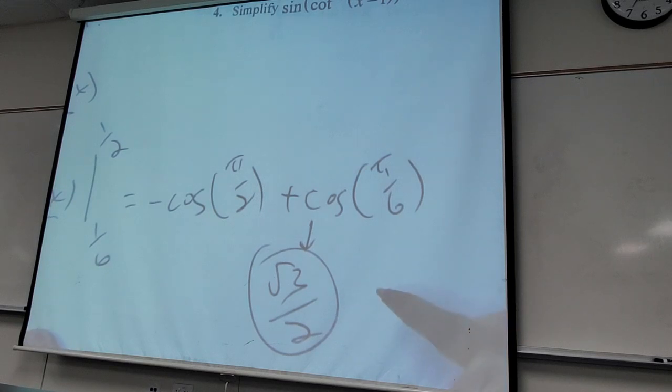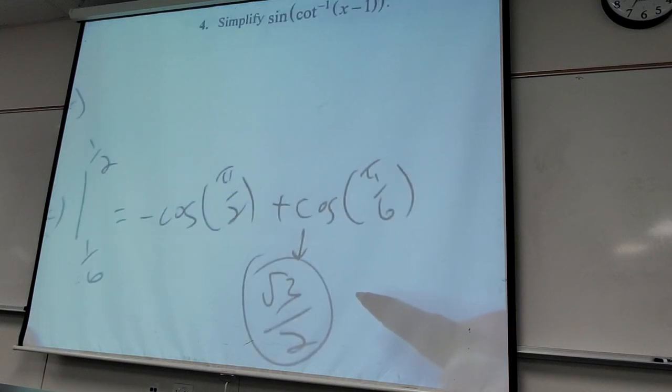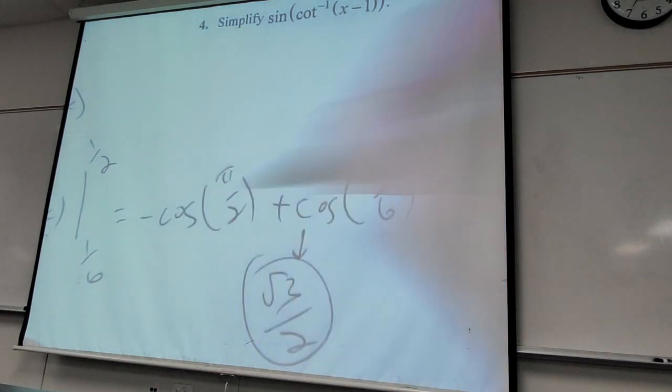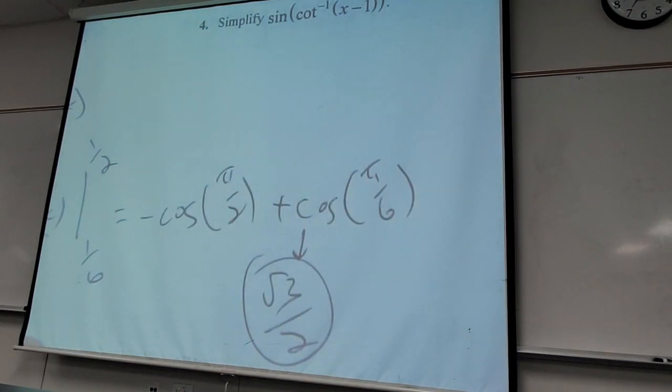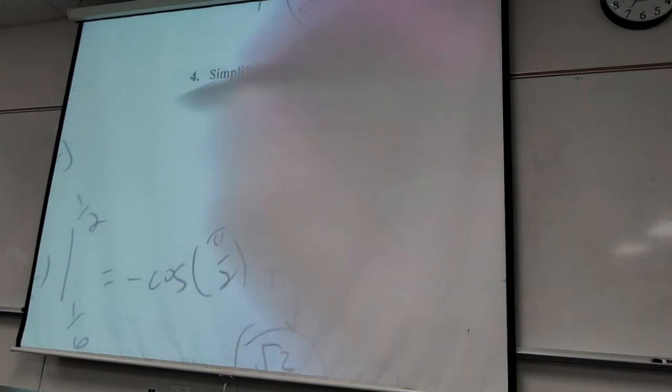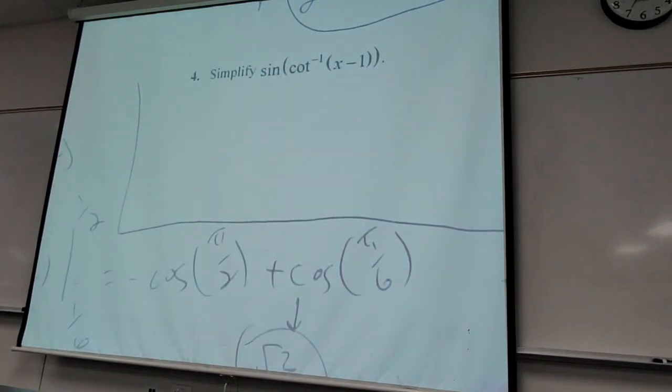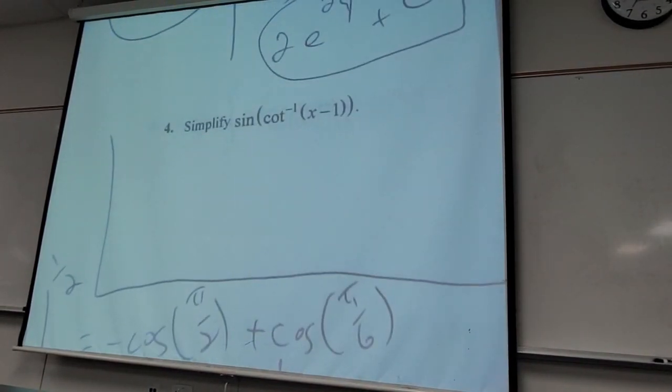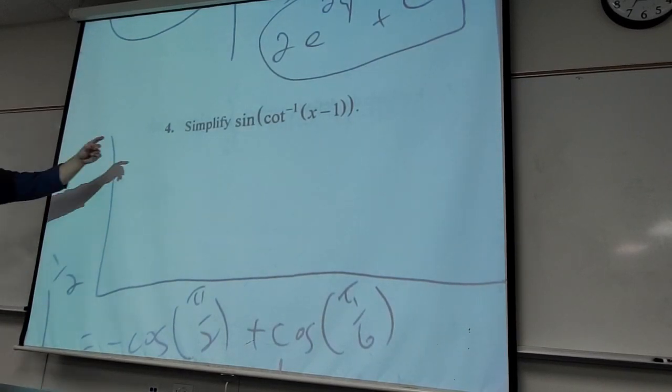We put a plus C here? No. Why not? This is definite. And of course, each piece would have a plus C and they would cancel. So that's why there's no plus C. Okay. And then finally, the least calculus thing on here. There's actually no calculus in this problem.